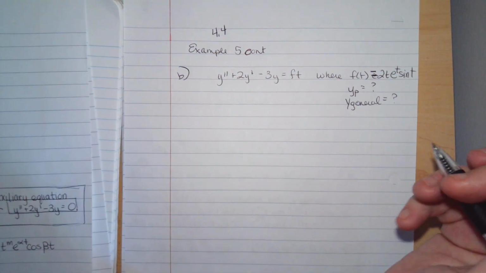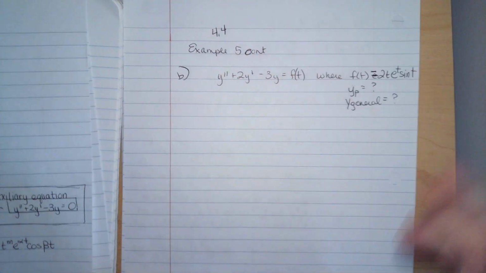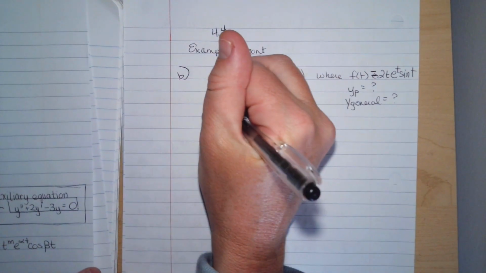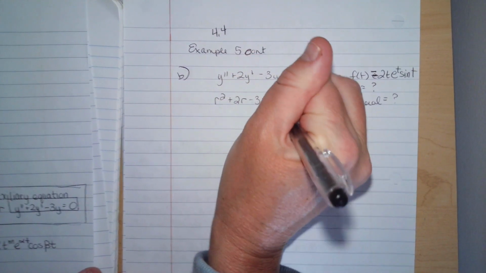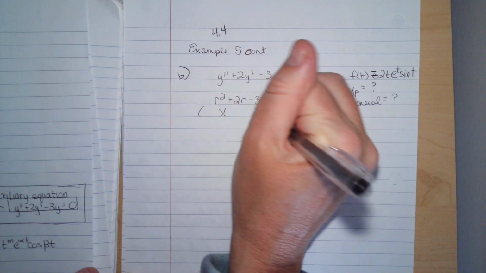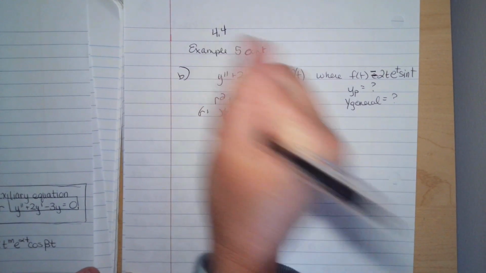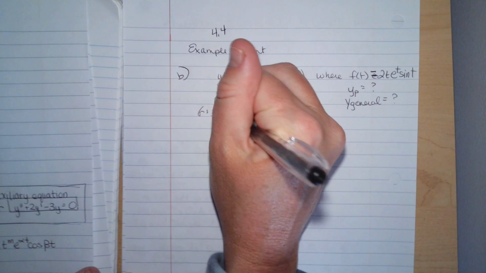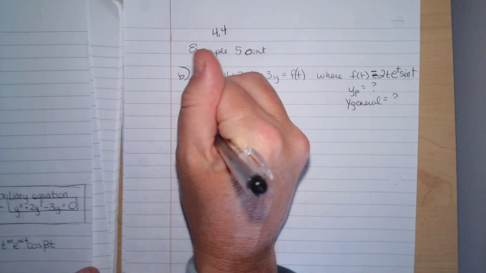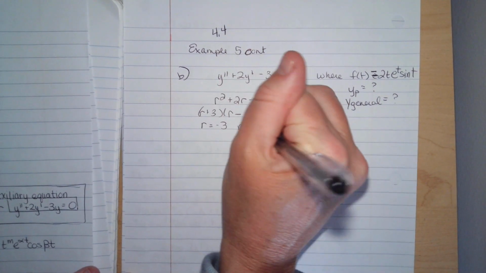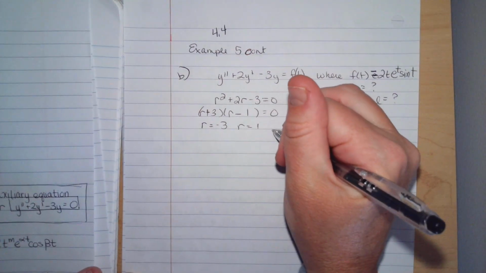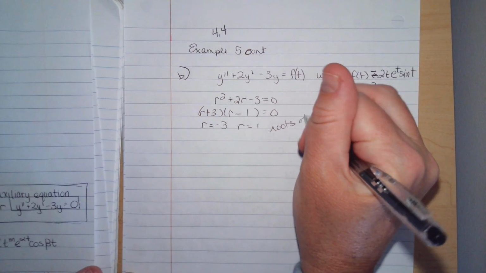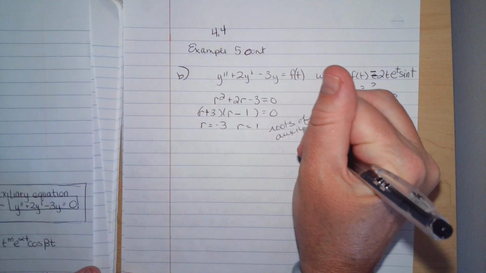Just to remember, if you haven't watched the first video, we solved our auxiliary equation and found r to be -3 and r to be 1. So these are the roots of the auxiliary.